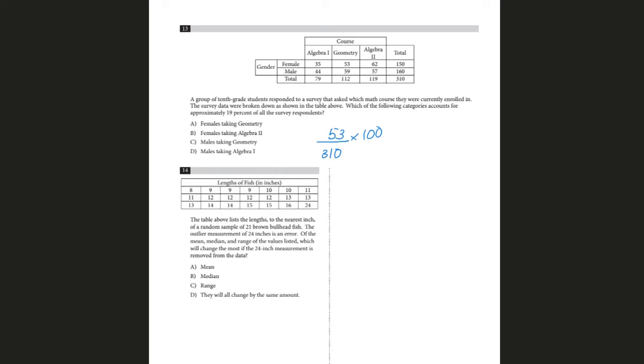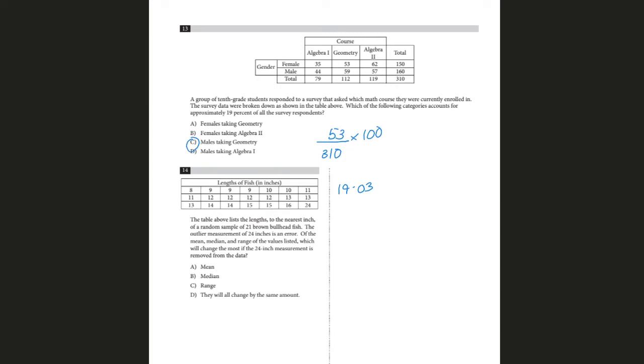So males taking geometry is 59. 59 is 19.03, so this can definitely be it, but let's just check out D as well. Males taking algebra 1, so 44 over 310. Nope, that's really far off, so C is your answer.